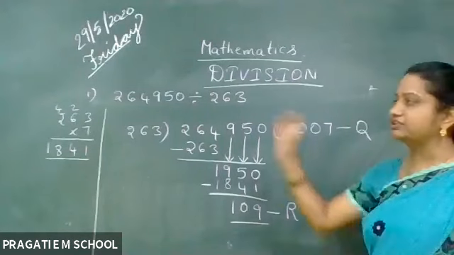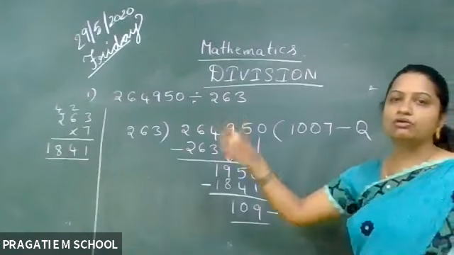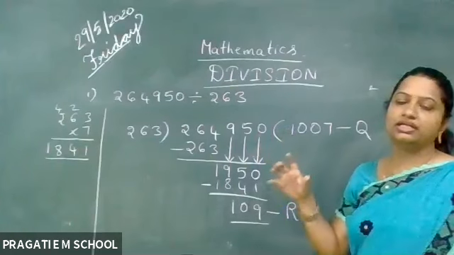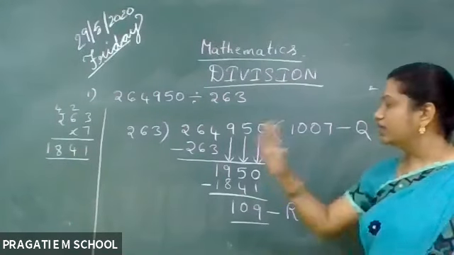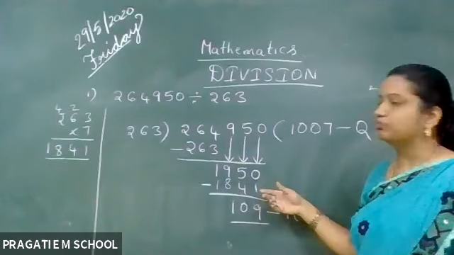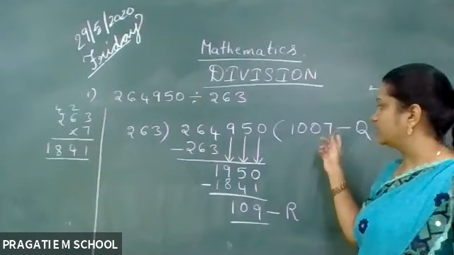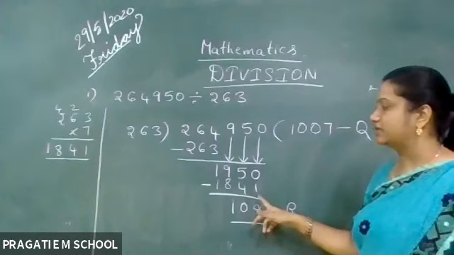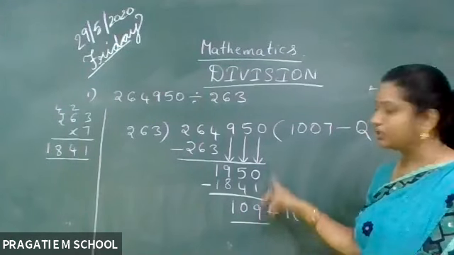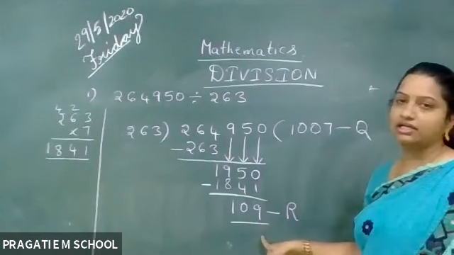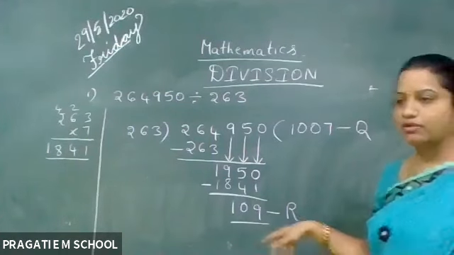So for that we are checking with 7 table. You can go on checking, children. You can see 263 8 also. If you are taking 8 it becomes more. Okay. So what we are doing? We are considering 263 7, 1841 and the remainder is 109. That's all. Okay.